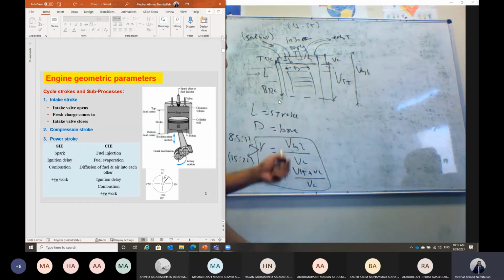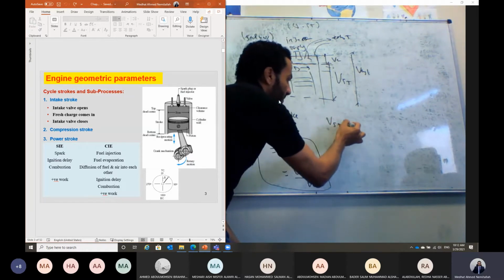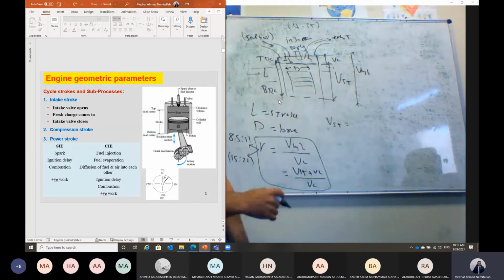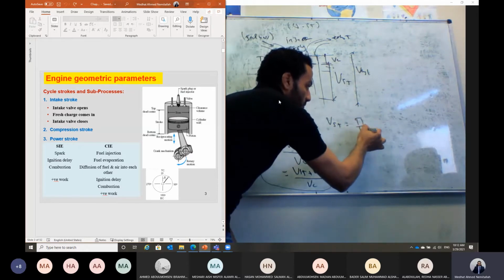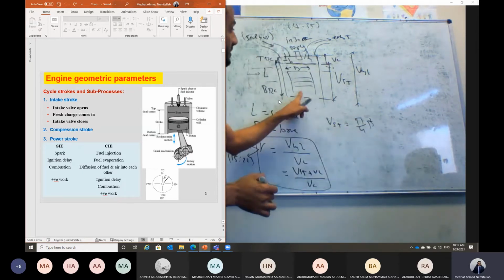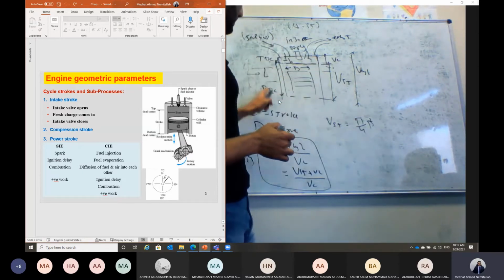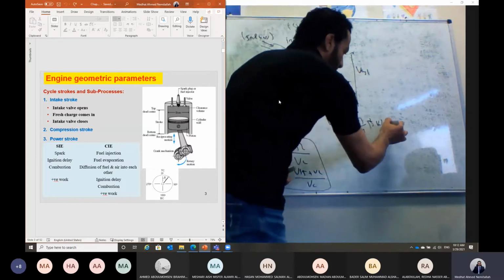Okay. What is the value of the stroke volume? This is the stroke volume, which is the volume swept by the piston, the swept volume of a charge by the piston for only one cycle. This stroke volume is equal to what? It is equal to the volume of the cylinder, which is pi over 4 d squared, multiplied by the length L.